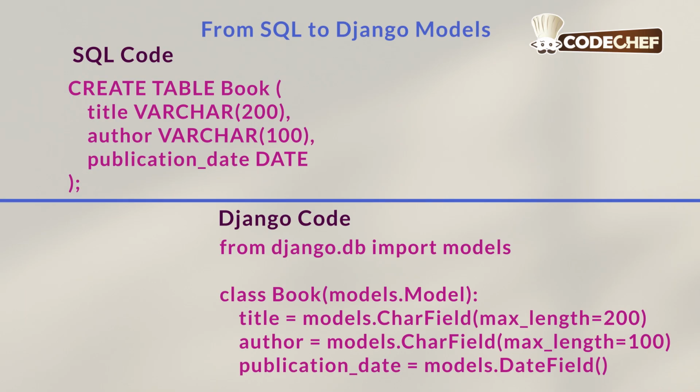Now, if you have used SQL before, this might look familiar. Normally, we would write something like this SQL statement to create a table. But in Django, you write it like this, a simple Python class. Django's ORM reads this model and automatically generates the equivalent SQL code. It even creates an ID column automatically as the primary key.